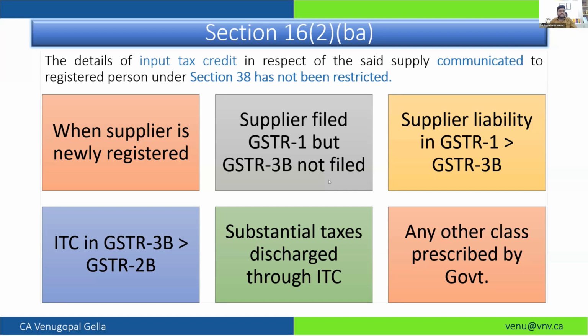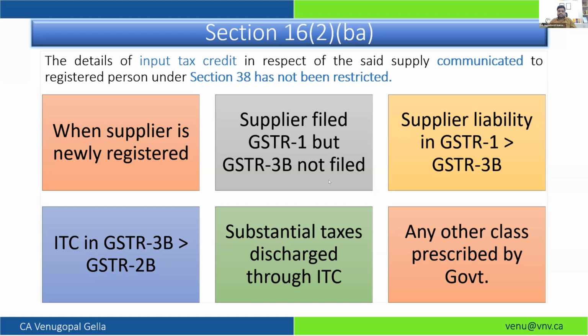When the supplier is newly registered. If you procure any goods or services from a person who is newly registered, in that case, ITC will not be available. This is as per the rules to be prescribed under Section 38. The next condition is that the supplier filed GSTR 1, but 3B has not been filed. Say the supplier has filed the GSTR 1, and it is reflecting in my 2B in the month of December, but he has not filed the December 3B.